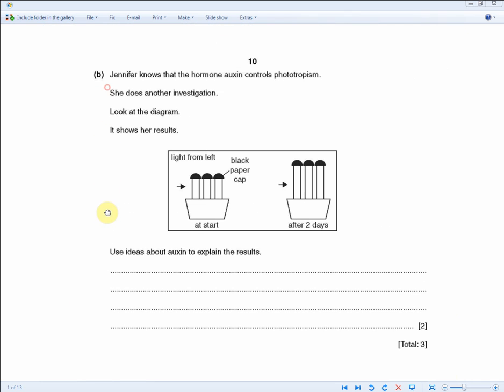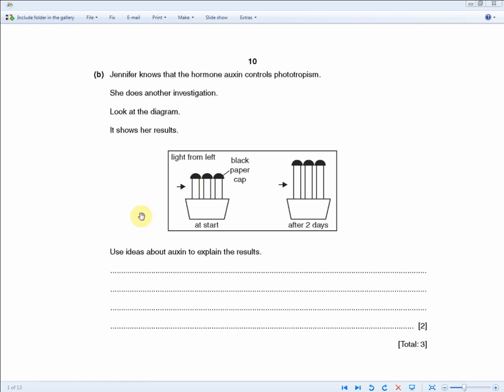The question then continues to read, Jennifer knows that the hormone auxin controls phototropism. She does another investigation. Look at the diagram. It shows her results. Right, so this time she's put a black paper cap on the shoot tip, and after 2 days it grows up. It's like equal to having the light source coming from all directions. So use ideas about auxin to explain the results.